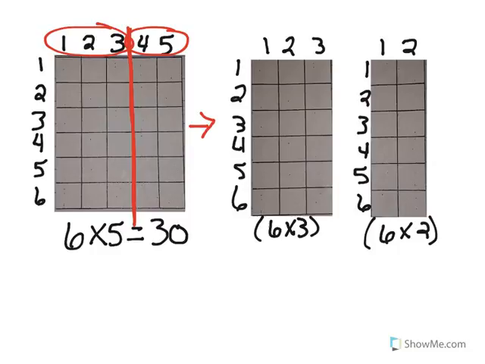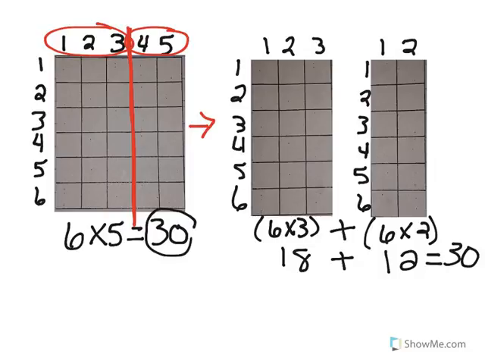I know that 3 plus 2 equals 5. Therefore, my factor didn't change, it just got separated. I still have 6 rows with 5 in each row. I just separated those into 2 separate pieces. If I add them together, 6 times 3 equals 18, and 6 times 2 equals 12. Once I put those back together, I can see that my product actually didn't change.